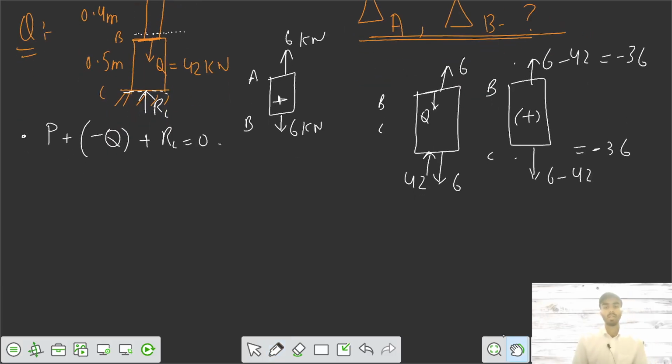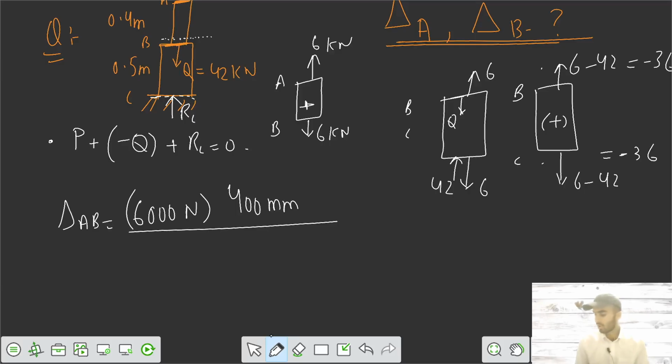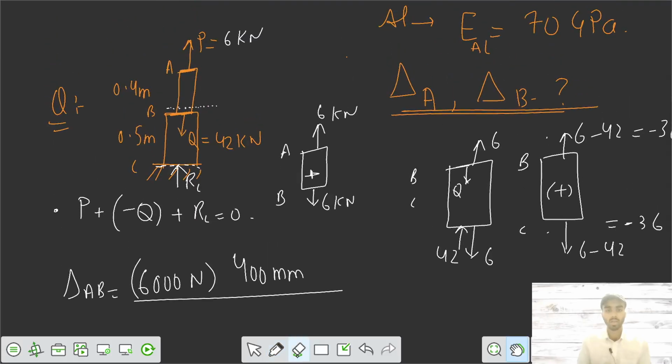So we can get the deformation in AB. Deformation in AB is PL by AE. P is your 6 kilonewton. L, length of the AB, is 400 mm. PL by AE. Area of cross section of AB, we forgot. Let's take the area of cross section. Yeah, 20 mm diameter and 60 mm diameter.